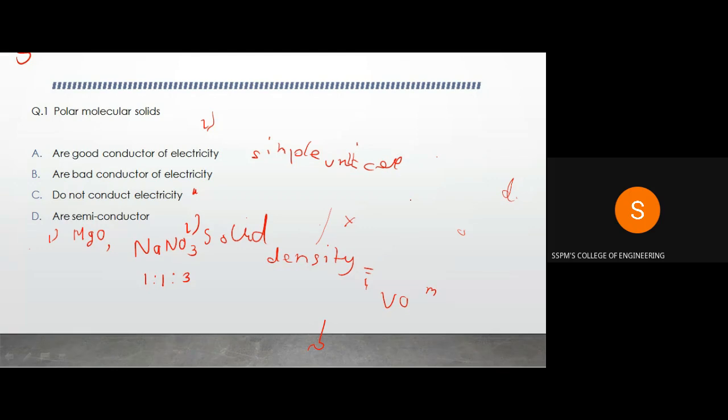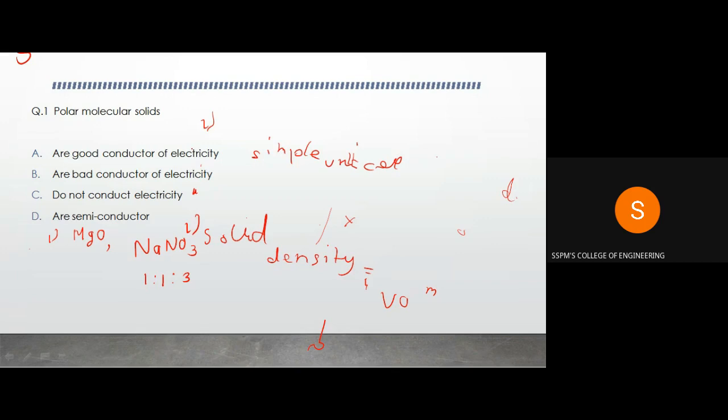In the cubic system, A is equal to B is equal to C. But the axial angles alpha, beta and gamma are equal to 90 degrees. Then in rhombohedral, the axial distances A, B, C are all equal. In tetragonal, A is equal to B but not equal to C. Hexagonal same: A is equal to B but not equal to C. And orthorhombic, A is not equal to B is not equal to C. So in orthorhombic the axial distances are not equal.